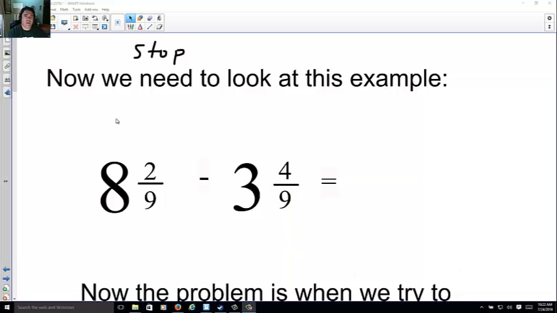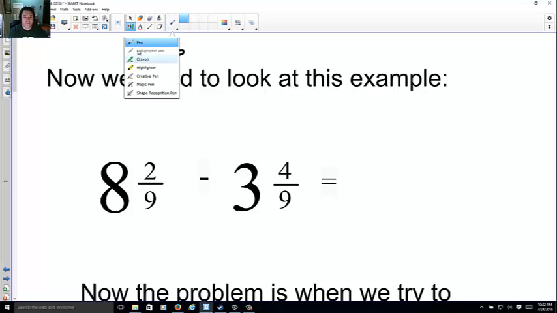Okay. Now, this is where we stopped, obviously, last time because I wrote the word stop. So let's take a look at this example here. Now, I know why I stopped. Because if you notice, when we have a mixed numeral fraction, it could take 8 minus 3, which makes 5, but that leaves us a problem. We have 2 minus 4, and you know you can't take 2 minus 4.